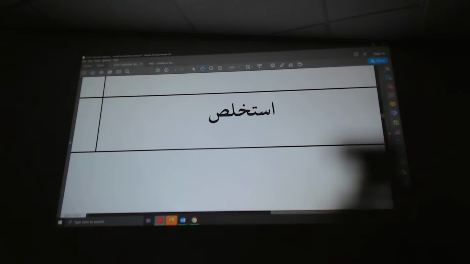Easy. Let's do that again. Istakhlasa. Focus. Istakhlasa yastakhlisu istikhlasan fahuwa mustakhlisun. استخلص يستخلص استخلاصا فهو مستخلص. الأمر منه استخلص ولا تستخلص والظرف منه مستخلص.